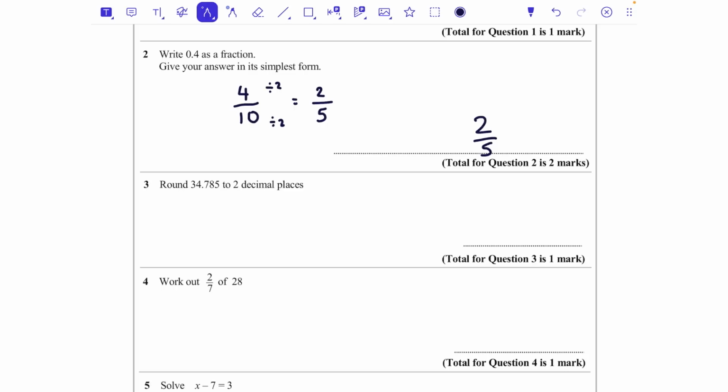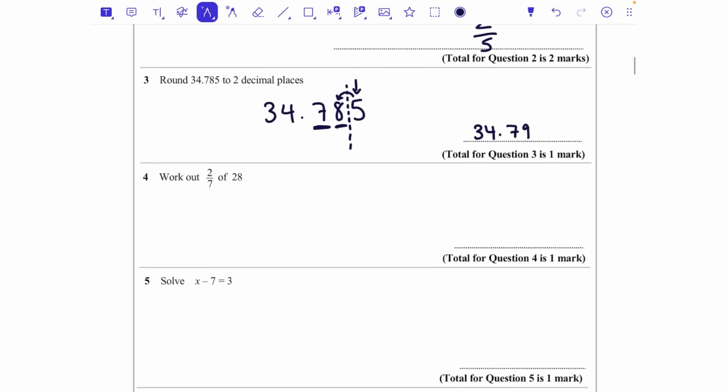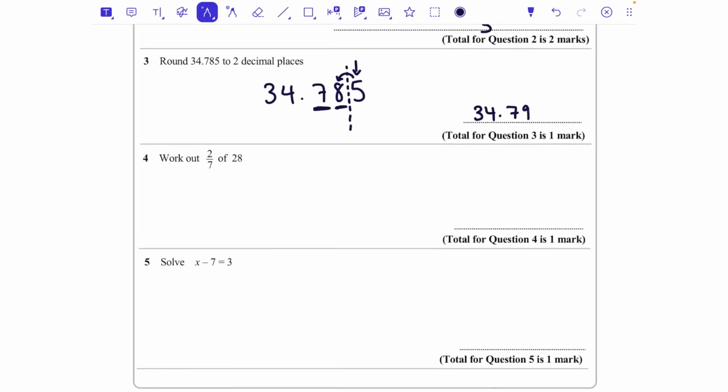For question number 3, round 34.785 to 2 decimal places. Well, 2 decimal places means 2 numbers after the decimal point. So this is your first decimal place, this is your second decimal place. We therefore want to check the next number, which is a 5, and 5 rounds up. 5 and above rounds up, 4 and below rounds down. So that rounds up and turns this number into a 9, 34.79.